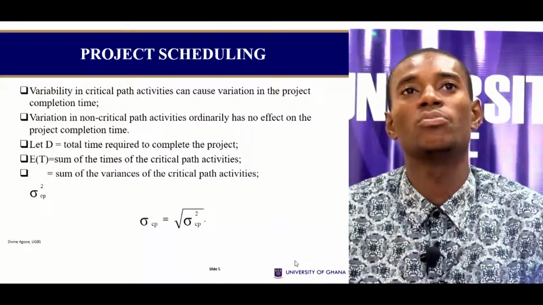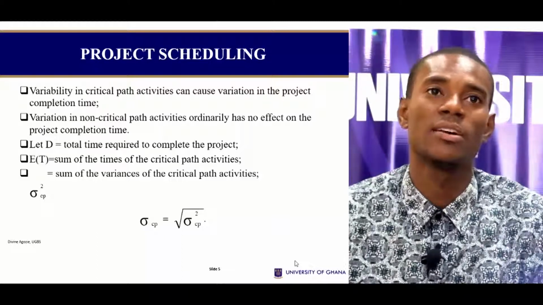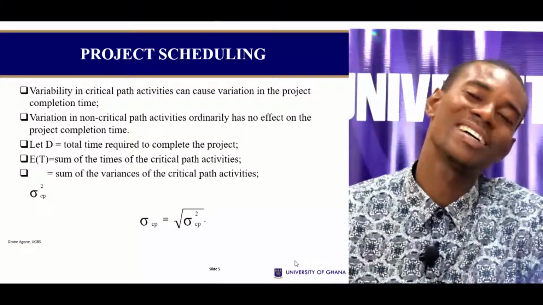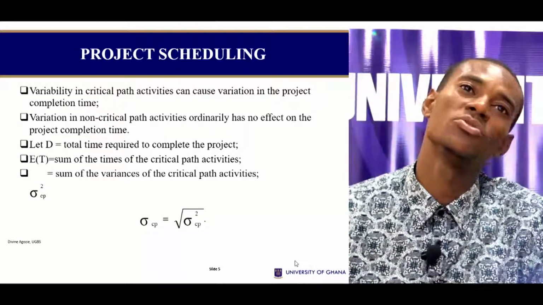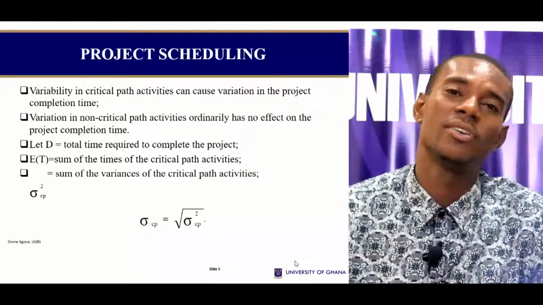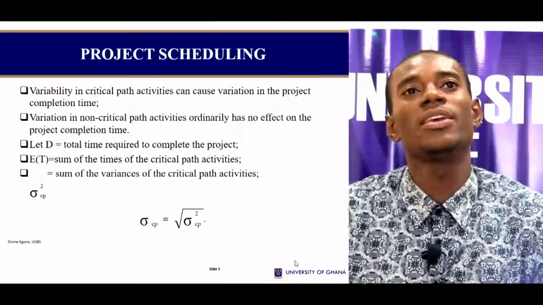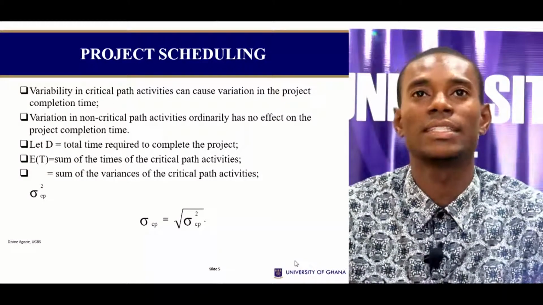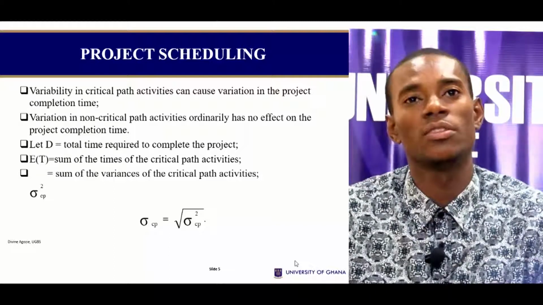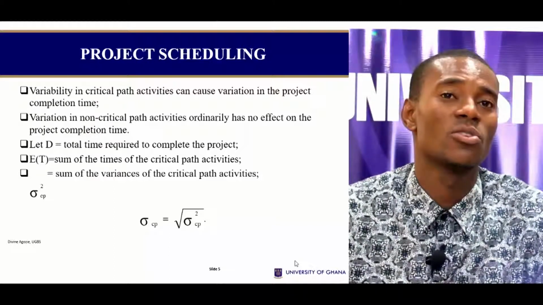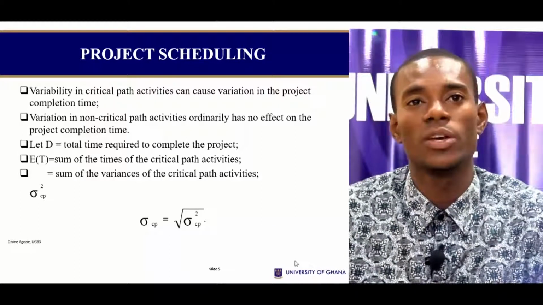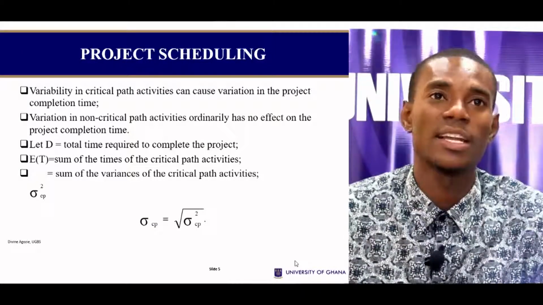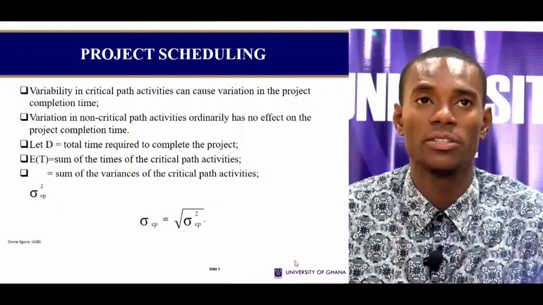In computing your variability, we want to assess our variability. We assume that the project completion time is normally distributed, like any other probability distribution. Here we use what we call the standard normal distribution to assess our variability. Many of us would have seen this computation in quantitative methods, where we convert to the z-score, which is the standard form for the probability distribution.